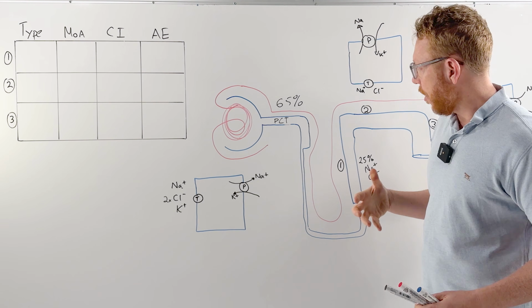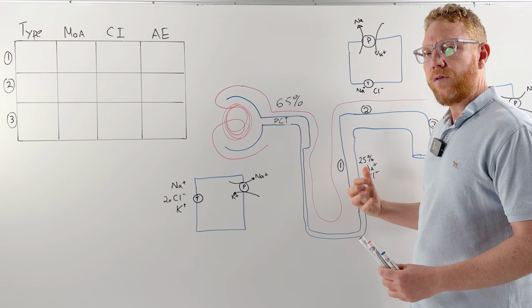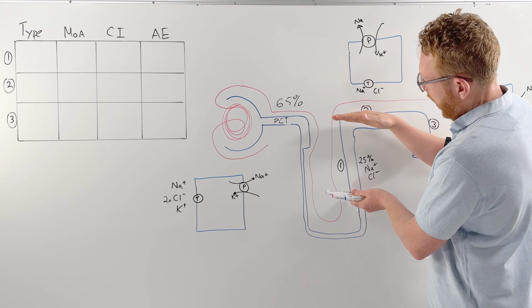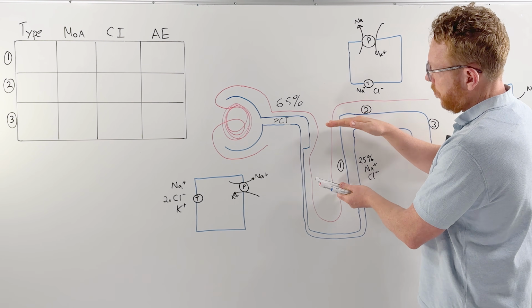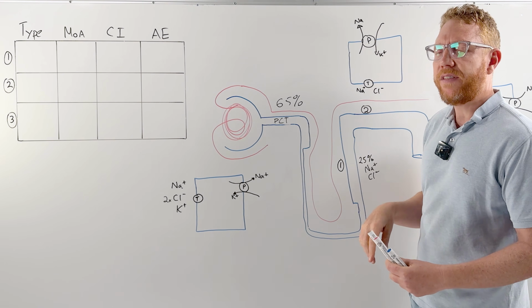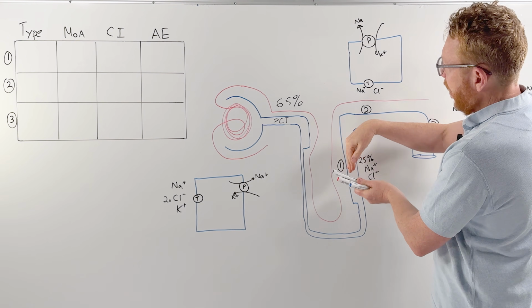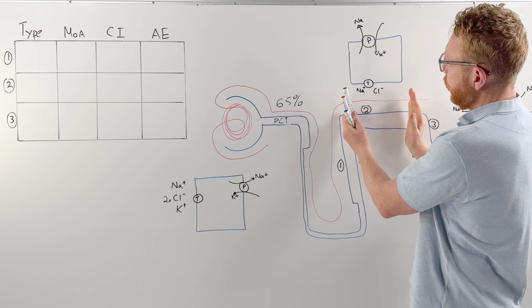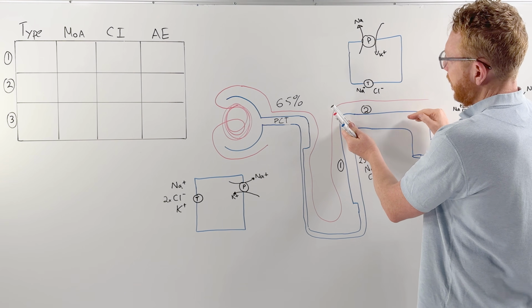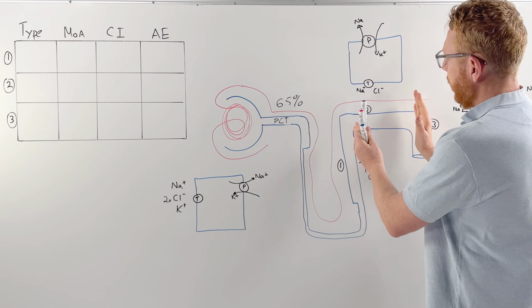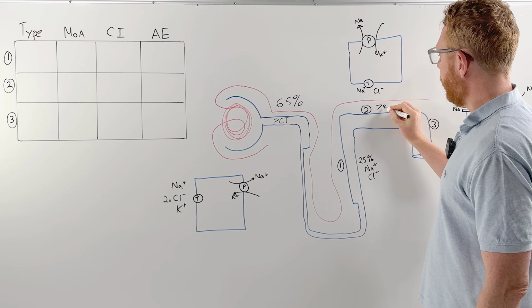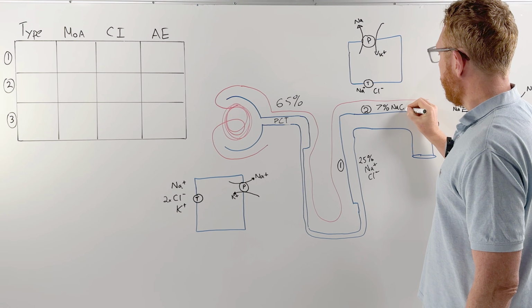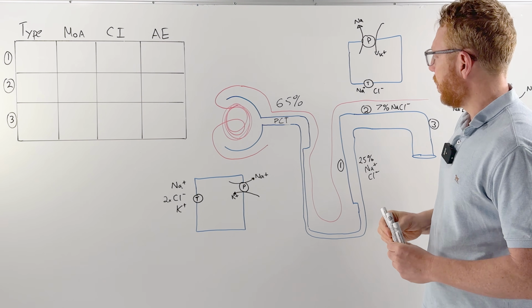It's important to note that where salt goes, water will follow. So this is going to be important for the reabsorption of salt and water in this region. 25% of that is occurring there. Then we move on to the distal convoluted tubule, which is almost the last part of the nephron, and here about 7% of sodium chloride is reabsorbed back into the blood.